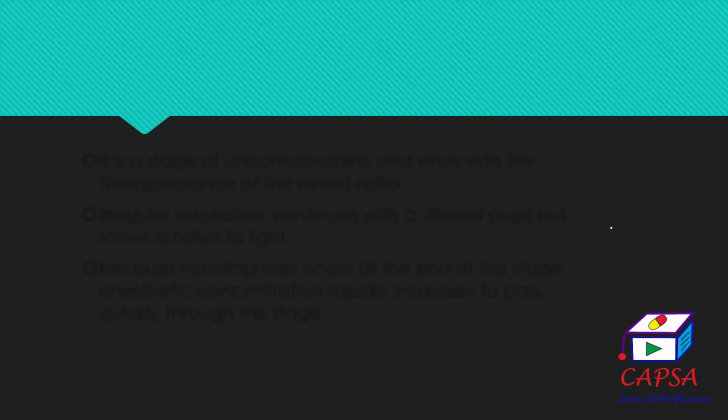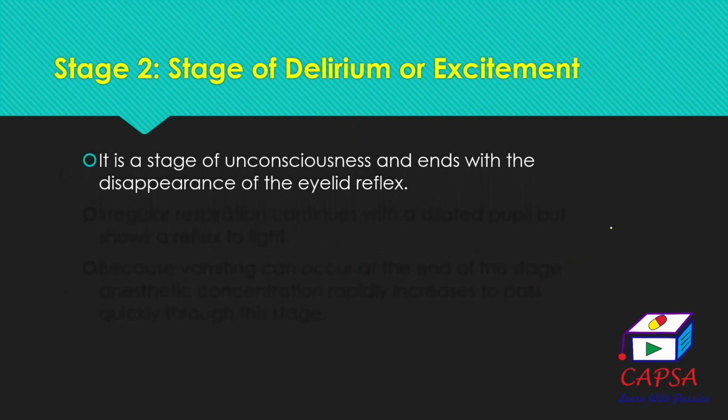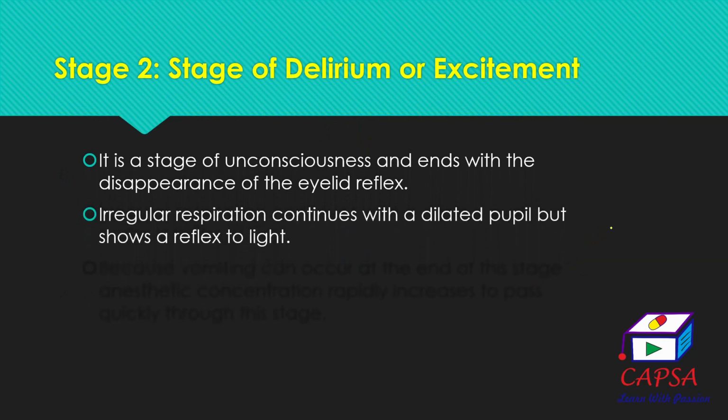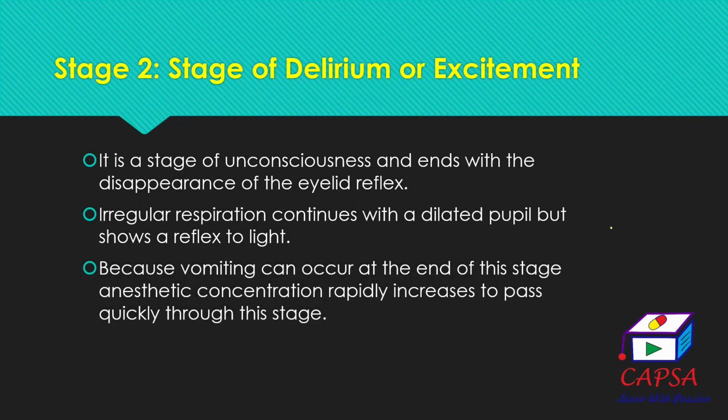Now what is stage 2 or stage of delirium or excitement? It is a stage of unconsciousness and ends with the disappearance of the eyelid reflex. Irregular respiration continues with a dilated pupil but shows a reflex to light. Because vomiting can occur at the end of this stage, anesthetic concentration rapidly increases to pass quickly through this stage.